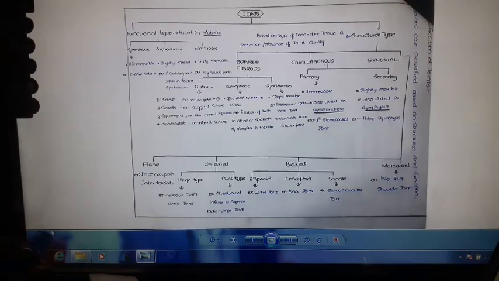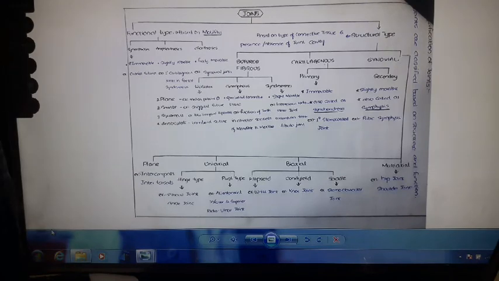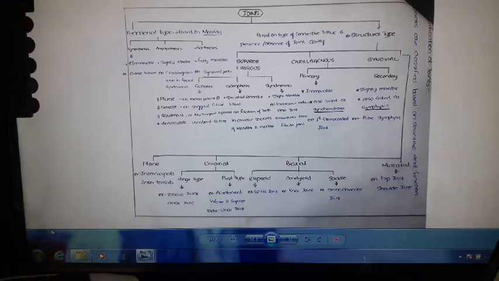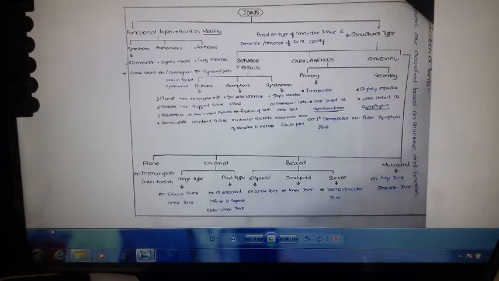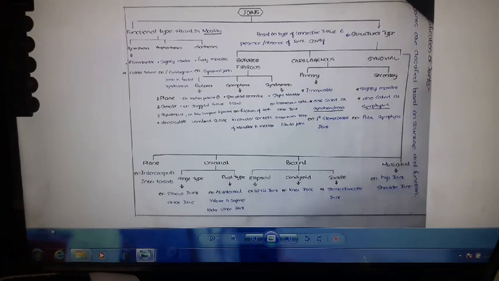Joints are present in our body, in between two bones. In between the two bones there is a joint. These joints produce the movements. So today we discuss the classification of joints.